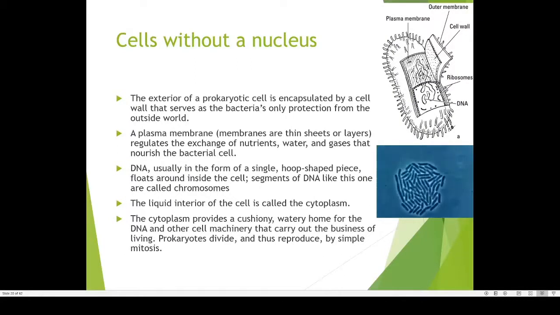So the exterior of a prokaryotic cell is encapsulated by a cell wall that serves as the bacteria's only protection from the outside world. A plasma membrane, or membranes, would be the thin sheets of layers that regulate the exchange of nutrients, water, and gases that nourish the bacterial cell. DNA, usually in the form of a single hoop-shaped piece, floats around inside the cell. Segments of DNA like this one are called chromosomes.